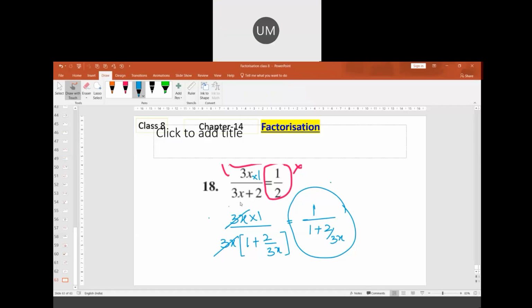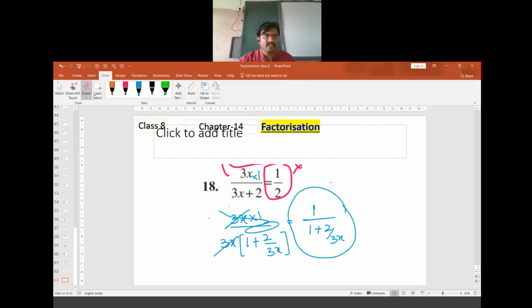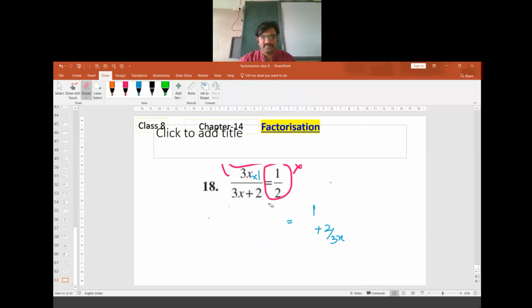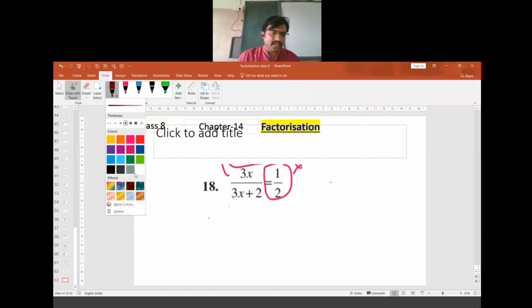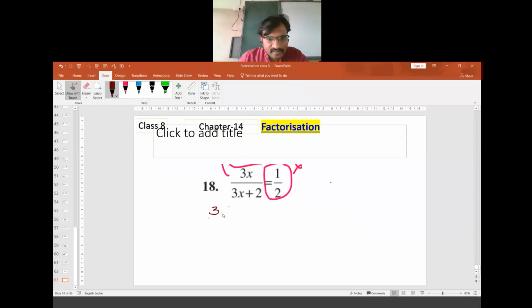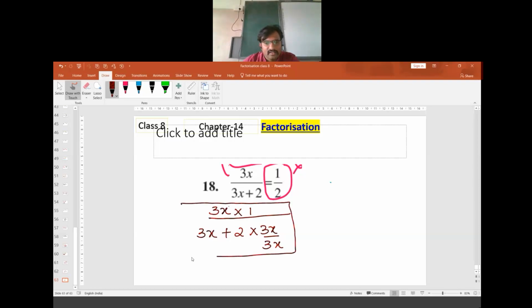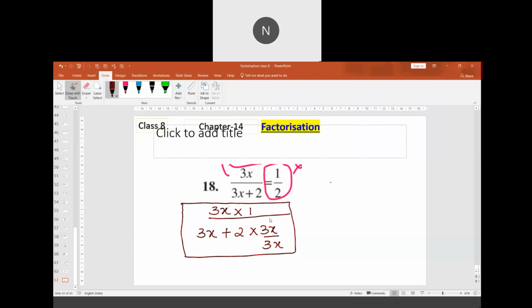Not understood. Very good. Let me explain in a different way now. This is for Uday. Uday, keep observing. I am going to write the same question but in a different way. 3x is the same as 3x into 1, divided by 3x plus 2. I will write into 3x divided by 3x. Did I change the question? No, sir. The question remains the same.